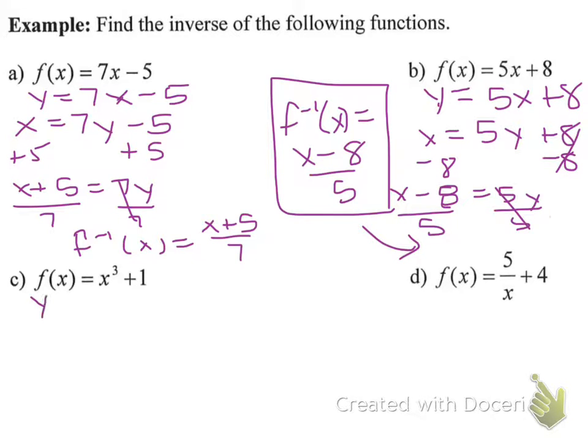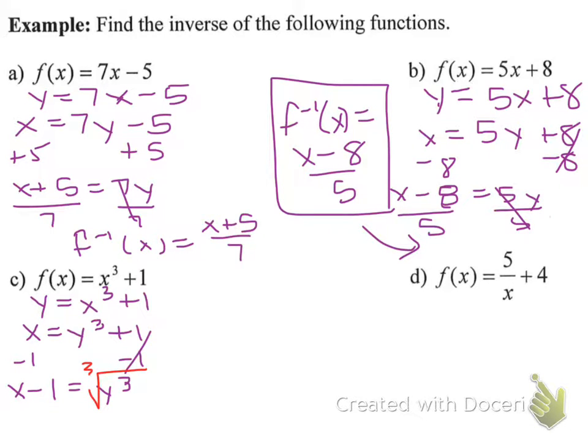Letter C, I have y equals x cubed plus 1. So I have x equals y cubed plus 1. We'll subtract 1 from both sides, so x minus 1 equals y cubed. And the opposite of cubing something would be introducing the cube root. So for our final answer for this inverse, I have the inverse of f equals the cube root of x minus 1.